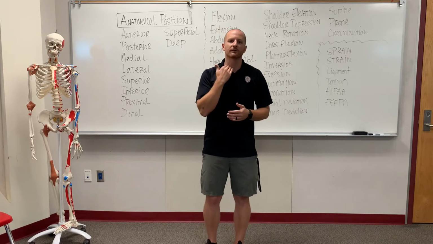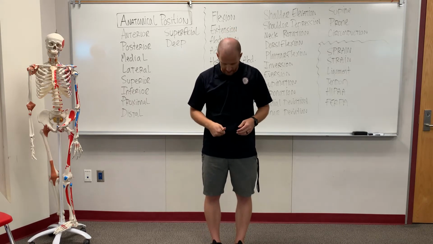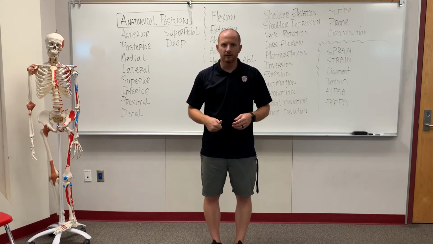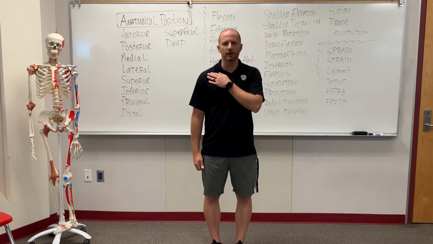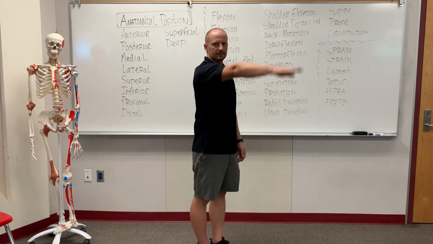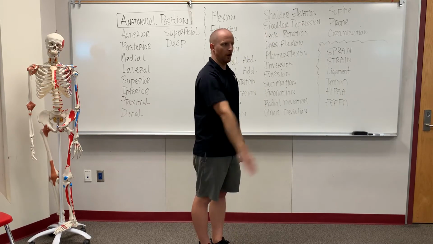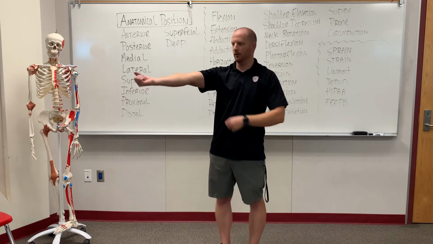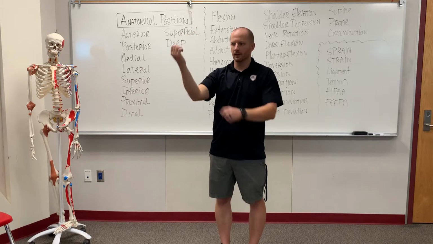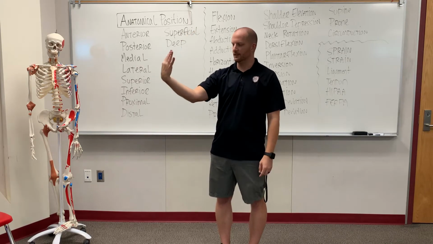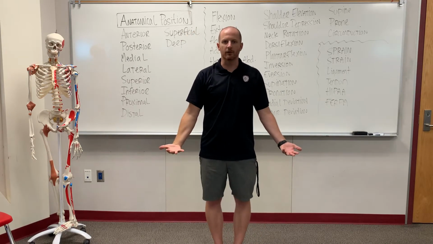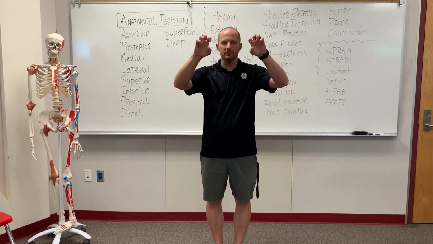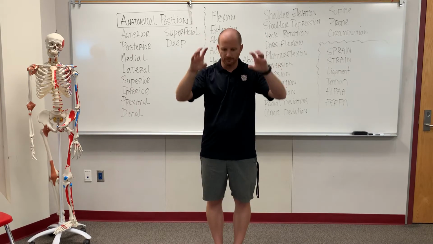So if I was to flex my neck, it would be looking down like this. Flexing my shoulder is kind of a weird one, but it's actually doing this. This, like bringing my arm forward, is flexion of the shoulder. Flexion of the elbow is bending the elbow. Flexion of the wrist, bending the wrist, more of an anterior motion. Bending my fingers would be flexing my fingers.